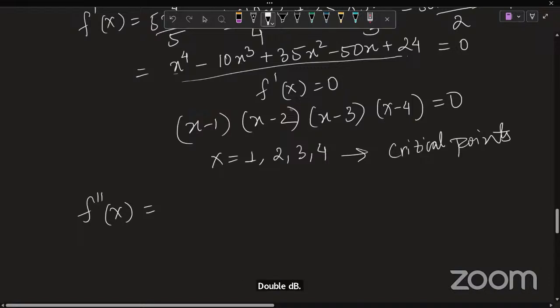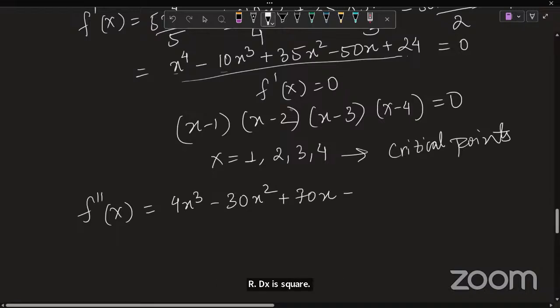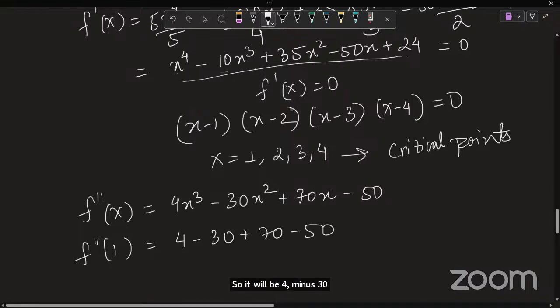We have 4x squared, then the derivative of x to the power 4 is 4x cubed, and the derivative of the rest will be 30x squared plus 70x minus 50, right? So let's put the value. It will be 4 minus 30 plus 70 minus 50. So what will we get? Minus 6.